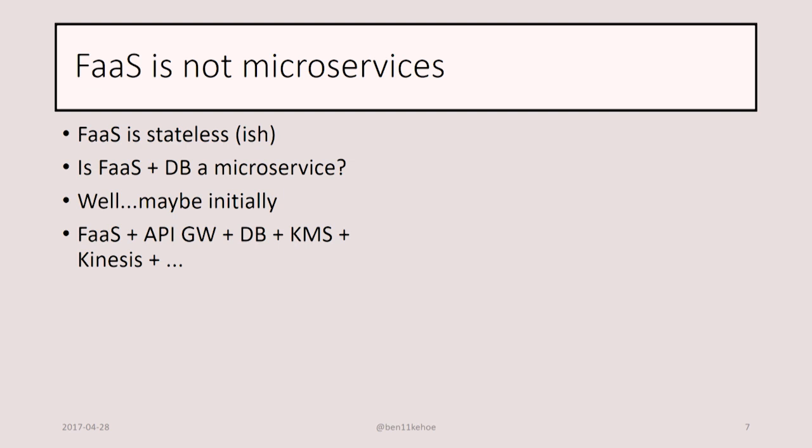But you start adding up, what are all the other pieces that I need? I need API Gateway in front of it to provide that API. I want a key management service to handle my encryption. I want some stream processing or some queuing in there. All of these pieces build up into what each little microservice is going to be.